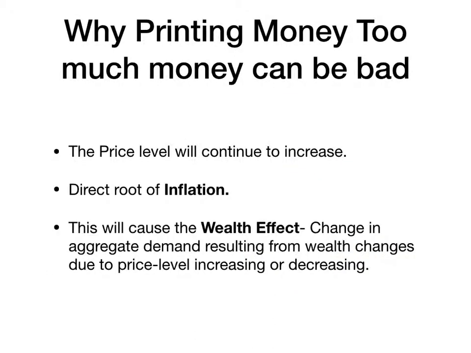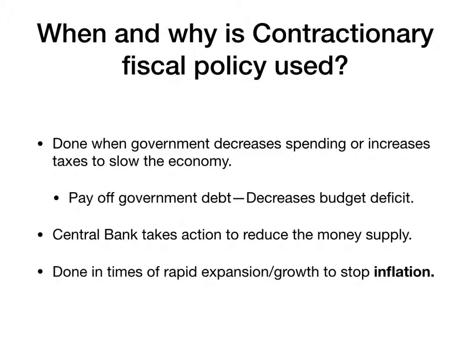When thinking about the expansionary fiscal policy, you might ask yourself, why don't we continue printing money? Like, why don't we stop? Well, there are a couple reasons why. The price level will continue to increase, and this is the direct root of inflation. This will cause the wealth effect, which is a change in aggregate demand resulting from wealth changes due to the price level increasing or decreasing.